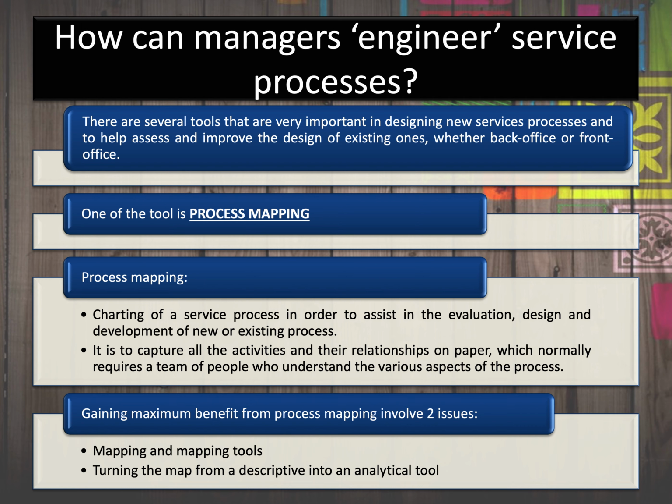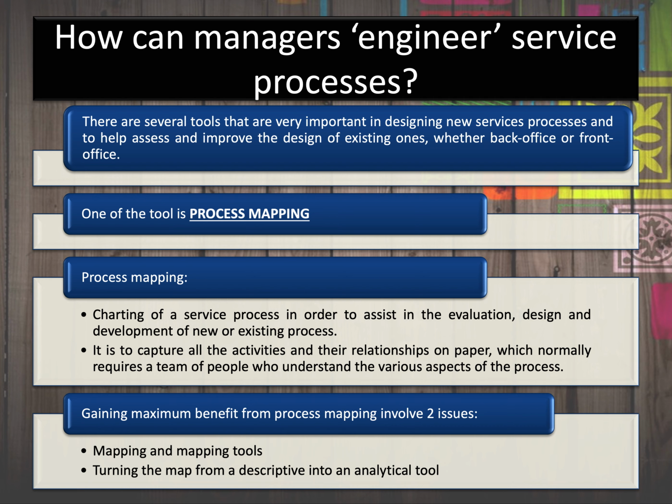Process mapping is whereby you chart the service processes in order to assist in the evaluation, design and development of new or existing processes. It is to capture all the activities and their relationships on paper, which normally requires a team of people who understand the various aspects of the processes. The reason why we do process mapping is because we want to gain maximum benefits, which involve issues mapping and mapping tools, and lastly turning the maps from descriptive into an analytical tool.